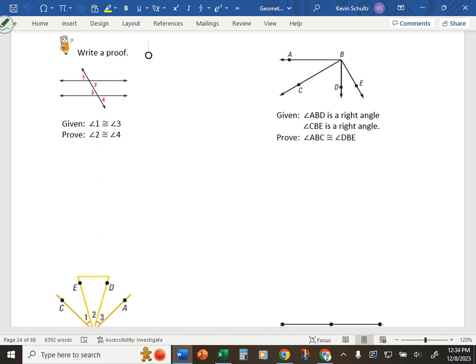So let's hash this out a bit. ABD is a right angle. Where's ABD? From A, vertex B, down to D, this is a right angle here. It is 90 degrees. We're also told that CBE is a right angle, which is from point C up to vertex B, down to E. This is a right angle here as well. And we are supposed to prove that ABC is congruent to DBE.